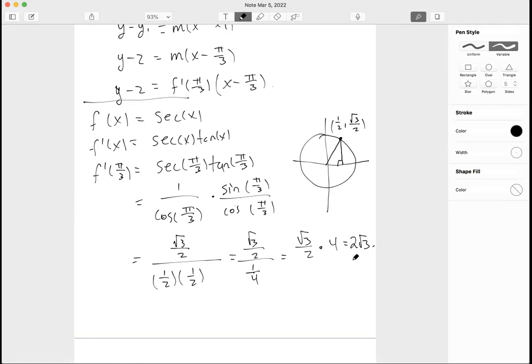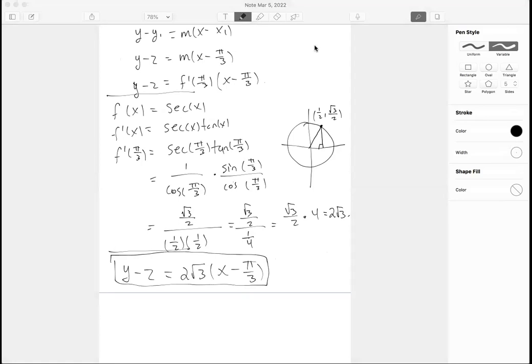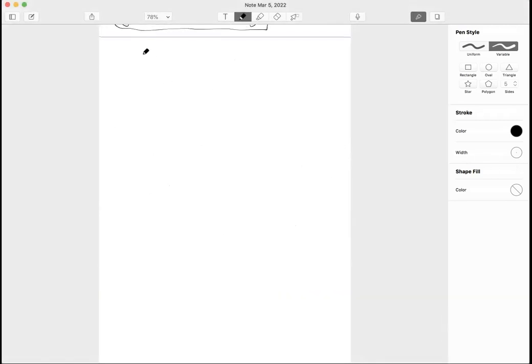Okay, so plugging that in now to our tangent line, we have y minus 2 equal to 2 radical 3 times x minus pi over 3. And then we could just leave it like that. Okay. Let's do another one like that. So let's do the same question, equation of tangent line.